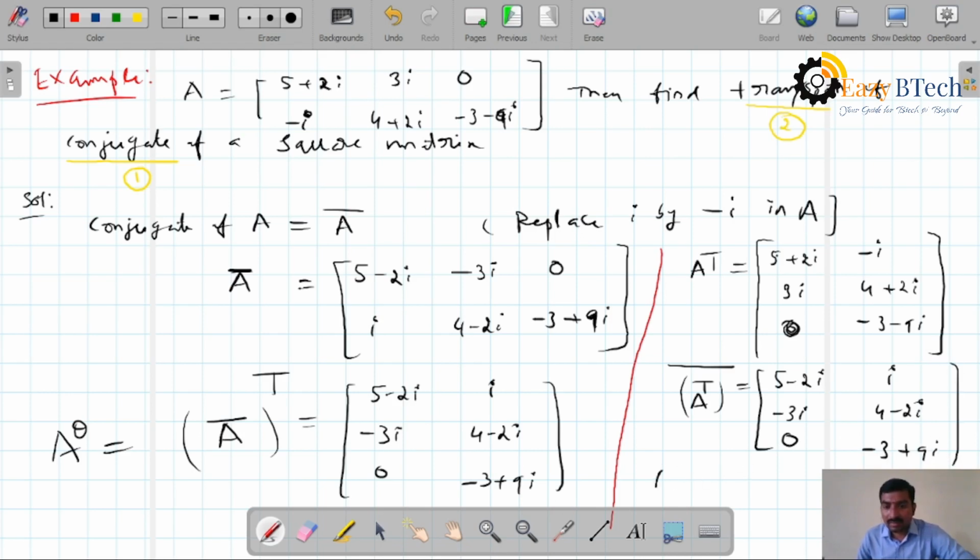Therefore, A power theta equals A transpose whole conjugate. So here you can observe that A power theta equals A conjugate whole transpose, and A power theta equals A transpose whole conjugate. Both are the same. Okay.